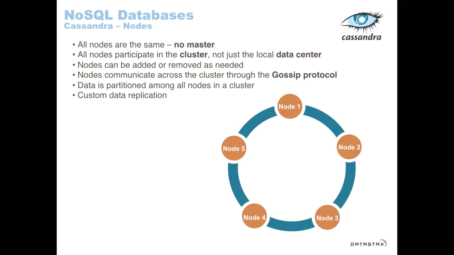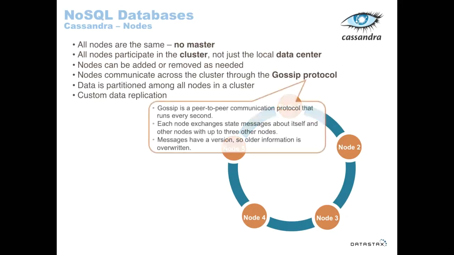Nodes communicate across the cluster through the gossip protocol. More about that in just a second. Data is partitioned among all of the nodes in a cluster, and there is custom data replication. So the gossip protocol, very aptly named, is a peer-to-peer communication protocol that runs every second. Each node exchanges information with other nodes about itself and about nodes that it knows about.